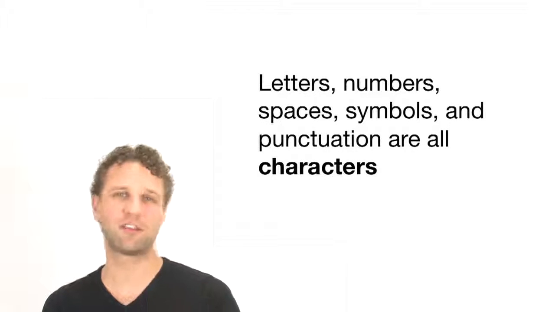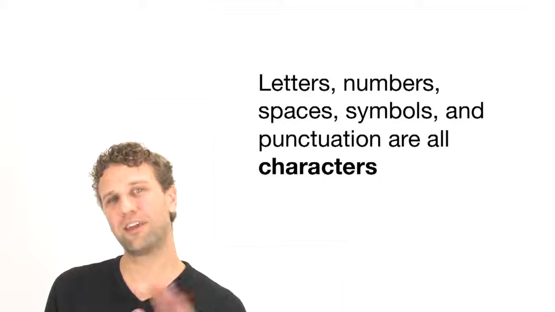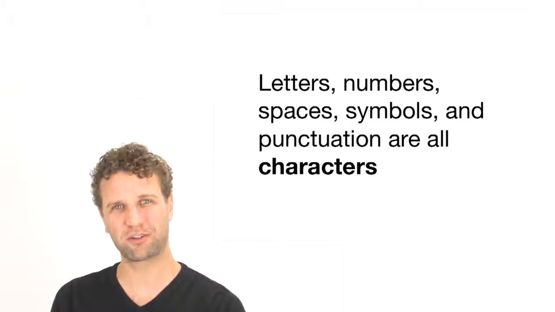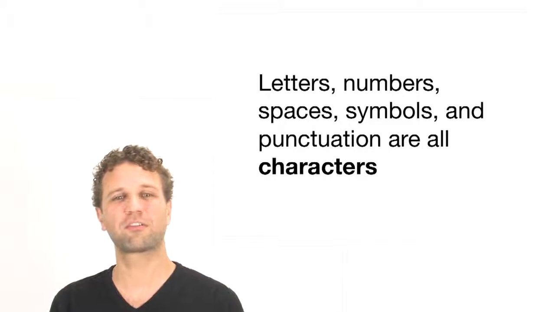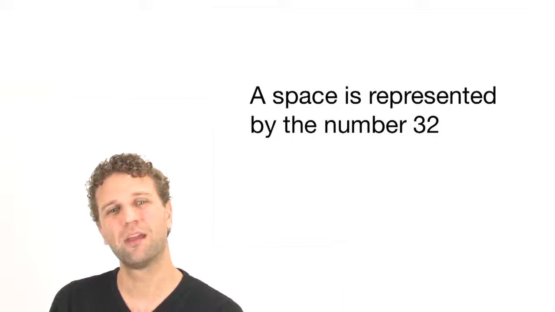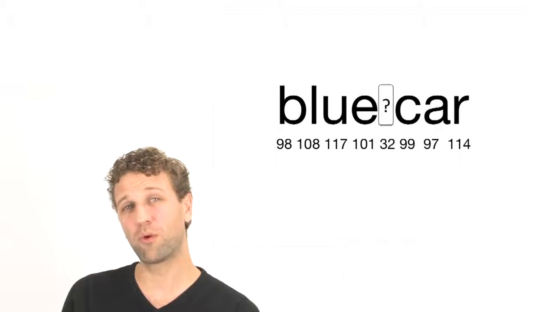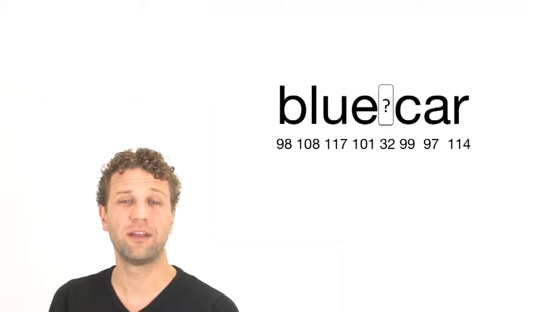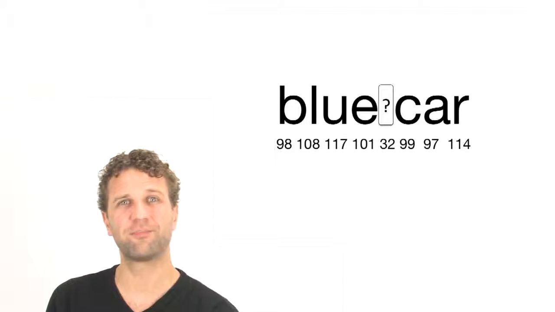A space is not a letter, though, of course. So instead of thinking in terms of letters, we can use the concept of characters. Each thing, whether it's a letter, a number, a space, or something else, is now called a character. Okay, so with this character structure, we can include punctuation, spaces, symbols, and more. And the number for a space is going to be 32. So now we have 98, 108, 117, 101, 32, 99, 97, 114. This is blue car with the space in it.